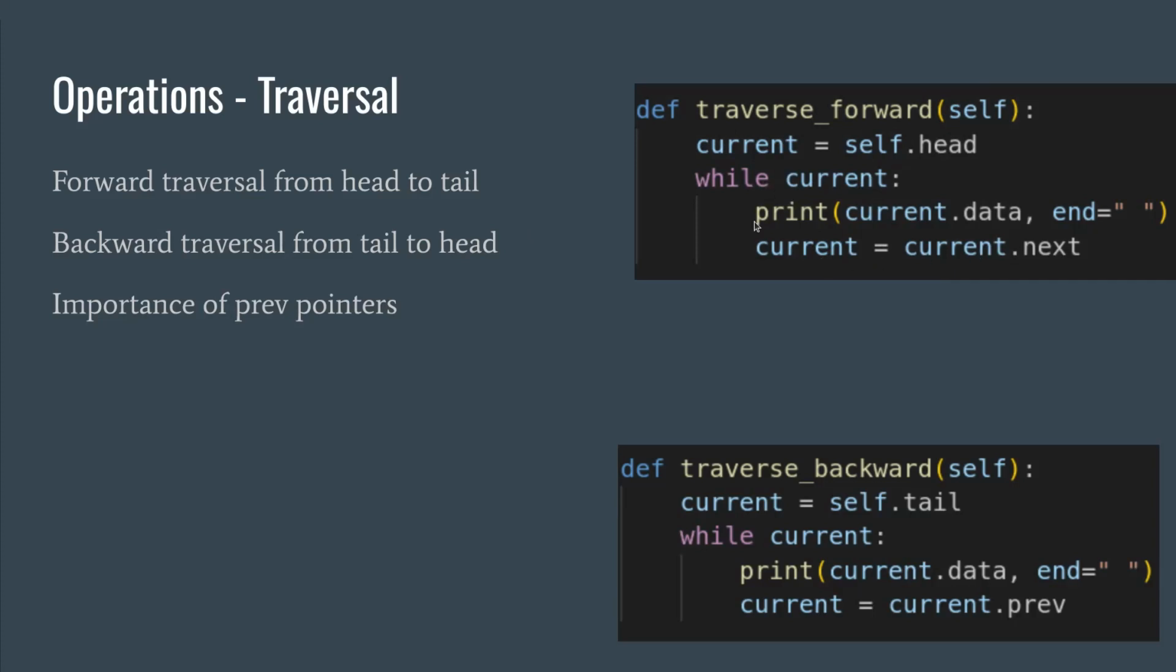And we know that this will traverse until the end because when it reaches the end, current next points to null or none. Therefore, this while loop will terminate. Similarly, traverse backward, the code looks exactly the same, except that we're using self tail instead of self head, and we're setting current to be current prev in the while loop.